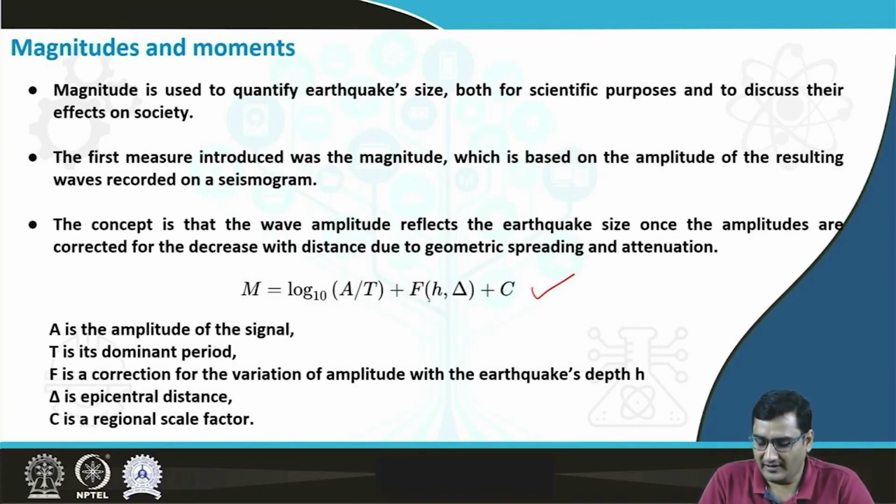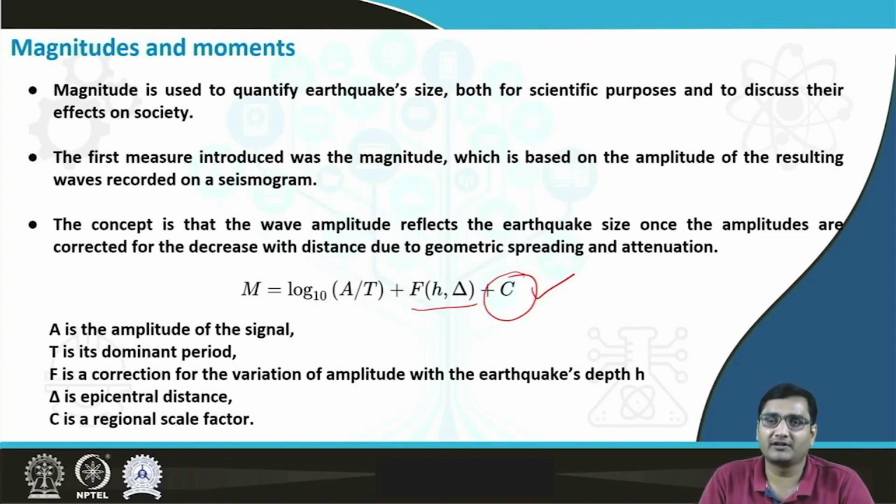Typically, the earthquake magnitude scale looks something like this, which is a logarithm of amplitude divided by time period, and has some factor which depends upon the source depth and the epicentral distance, and there is this C, that is the regional scale factor. So the concept is that the wave amplitude reflects the earthquake size.